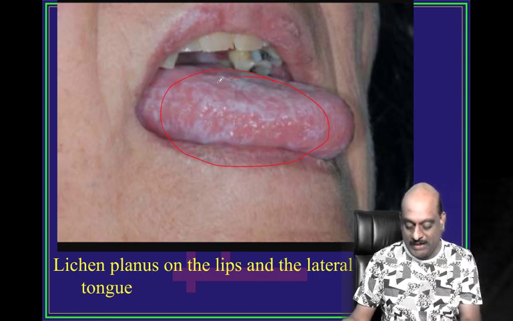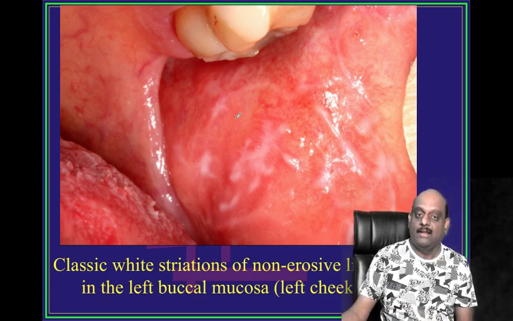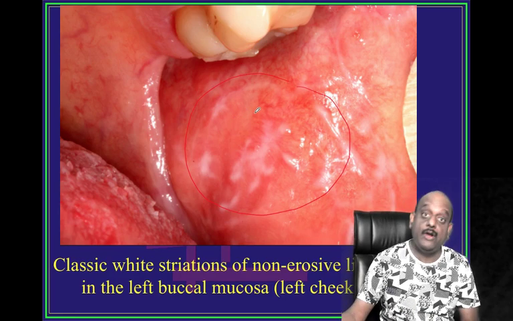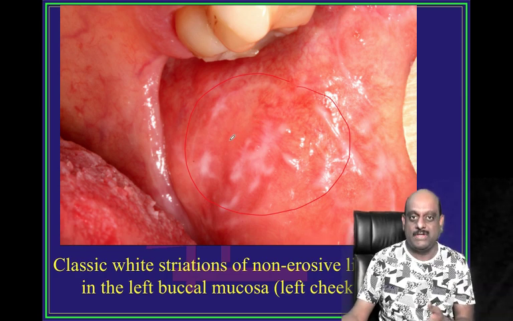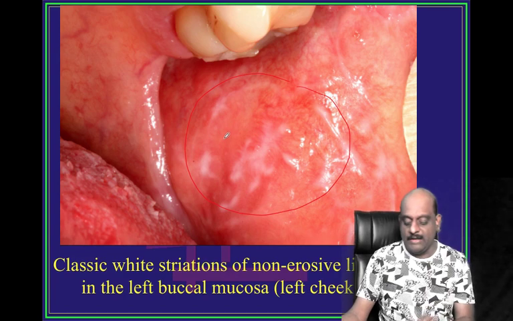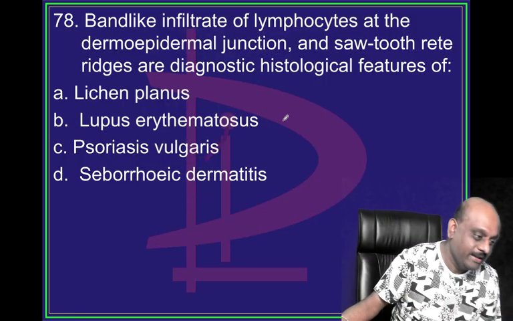There is an oral mucosal involvement. These white striations of a non-erosive lichen planus in the left buccal mucosa, which is called Wickham striae in case of lichen planus, is what you should remember.